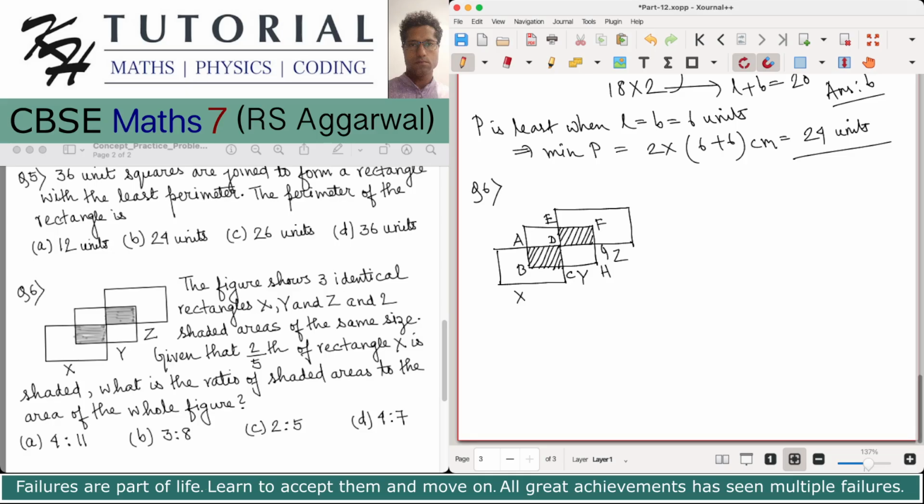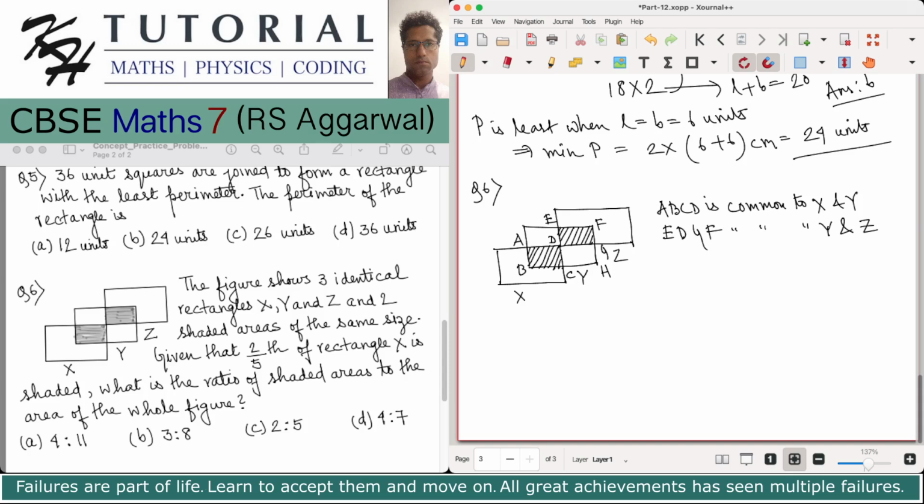Now the shaded areas are the shaded area ABCD. The shaded area ABCD is common to the rectangles X and Y. Also, EDGF is common to Y and Z.